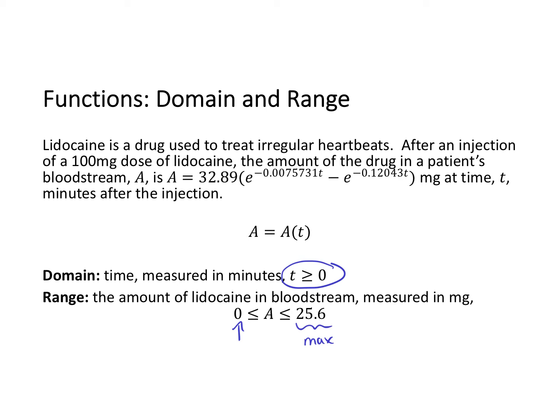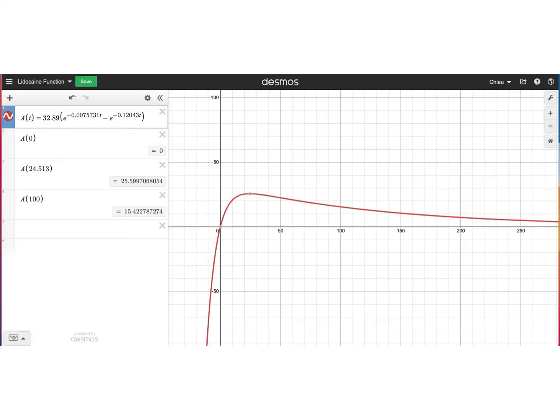And so again, sometimes it's easier for us to take a look at the domain and the range of a function by looking at the graph. So in the next slide, I'll show you a graph of this lidocaine. So sometimes it's easier for us to find the domain and the range of a function when we have a graph of the function. So here is a graph of that function A of t, the amount of lidocaine in a patient's bloodstream. So the x-axis here, these numbers down here, represent time measured in minutes, okay?